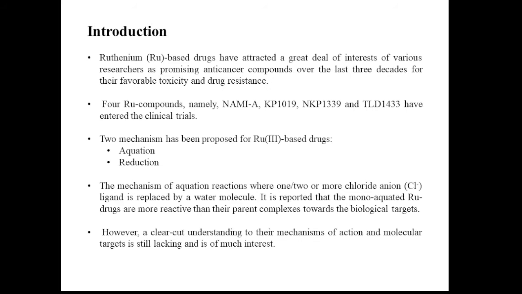That is NAMI A, KP1019, and NKP1339, both of which are Keppler-type ruthenium drugs, and TLD1433, which have entered clinical trials. But the precise mechanism of action of ruthenium drugs is not yet understood. So the two mechanisms that are proposed are aquation and reduction. For the present study, I have taken the aquation process.